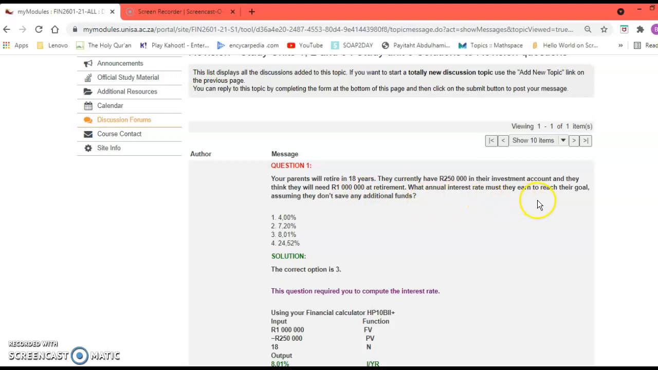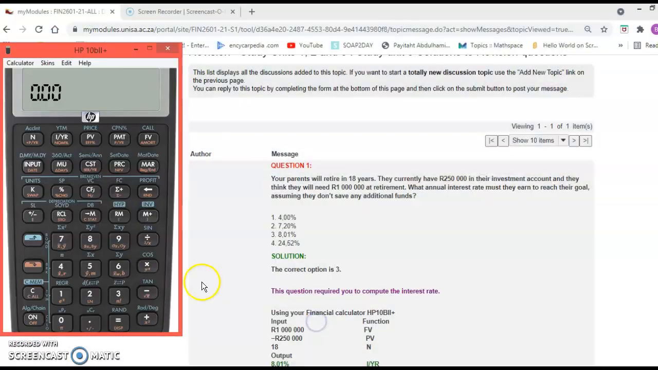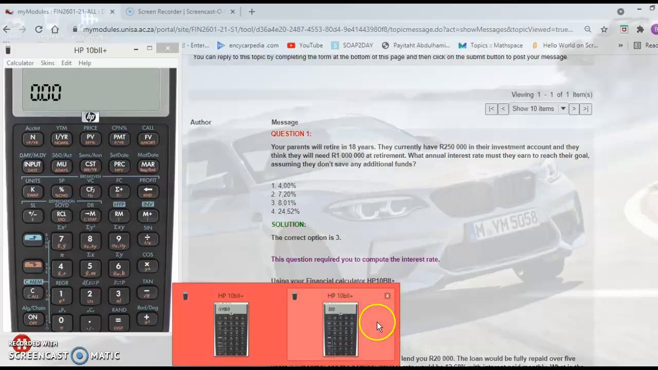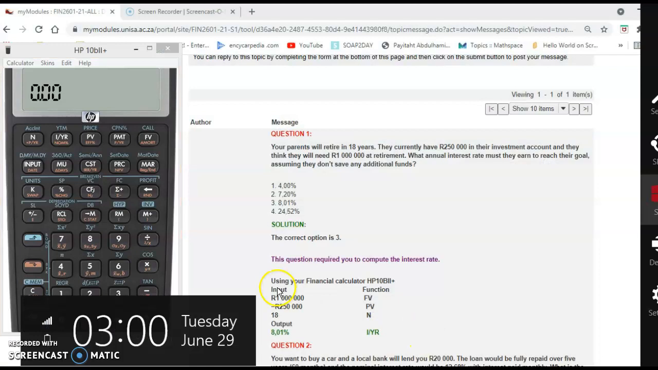What annual interest rate must they earn to reach their goal, assuming they don't save any additional funds? The first thing you need to establish from your question is what is required. When we look at the question, they want to know the annual interest rate. So this is as basic as it can be. There are no compounding periods per year, so we assume it's one compounding period per year.